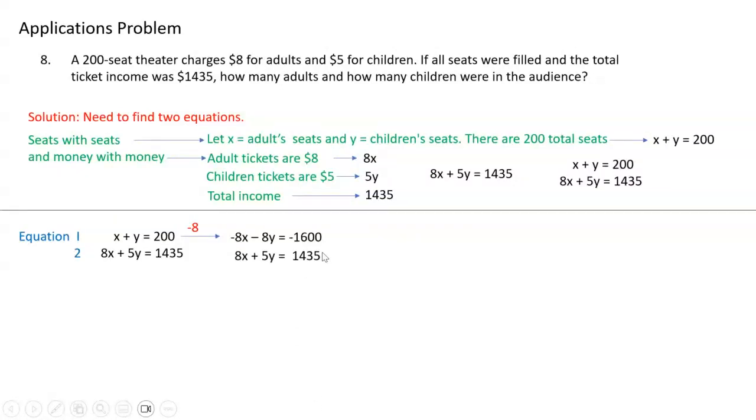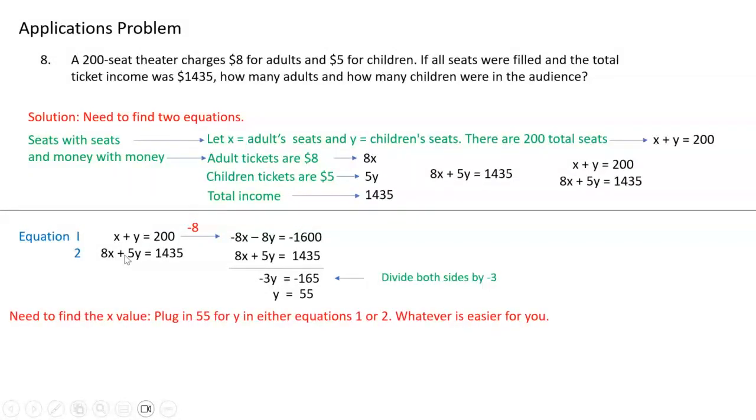Equation number 2, all we do is slide it over. Now we do the operation. We add them. So it's going to give us -3y equals -165. We divide both sides by -3, and the result is y equals 55. I found the value for y. Now I need to find the value for x. Here you can go with either equation 1 or 2. But if you notice, equation 1 is much simpler to work with, and equation 2 is a little bit more complicated because the numbers are bigger. So let's take equation number 1.